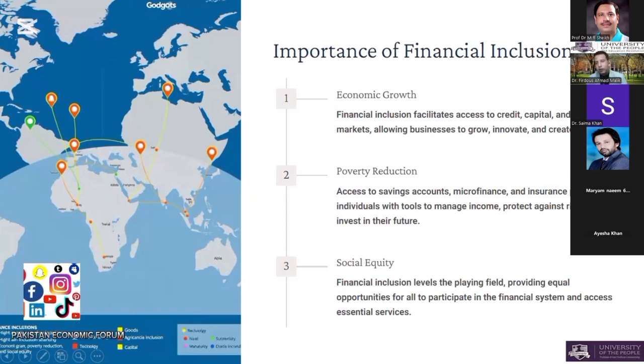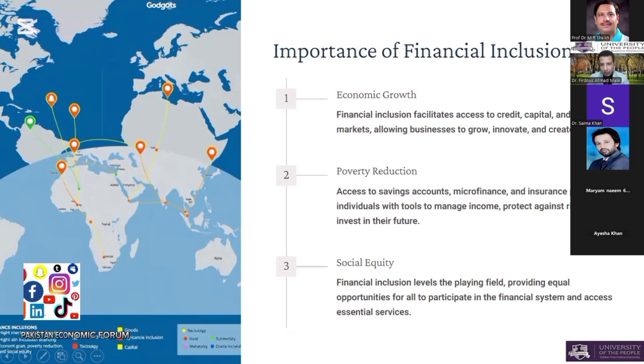Again, by having access to financial inclusion, it helps us neutralize poverty, increase the standard of living of the people, and manage their risk and uncertainty. Then the key important point, social equity: a level playing field where we get equal opportunities to participate in the financial system and access essential services.